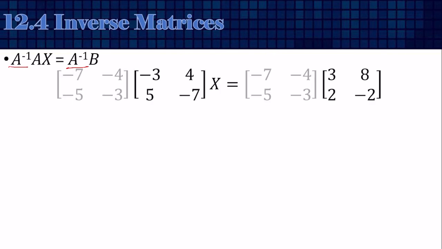All right, now that we've found the inverse, we'll multiply both sides of our equation by the inverse. Notice I've put the inverse first on both sides. On the left side, those are going to cancel each other. On the right side, we need to multiply these.